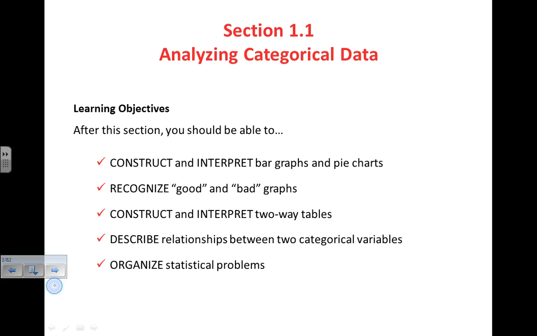To start with section 1.1, our learning objectives for section 1.1 are going to be to construct and interpret bar graphs and pie charts, recognize good and bad graphs, construct and interpret two-way tables, and describe relationships between two categorical variables, and organize statistical problems.